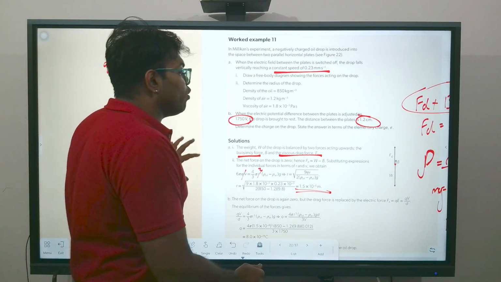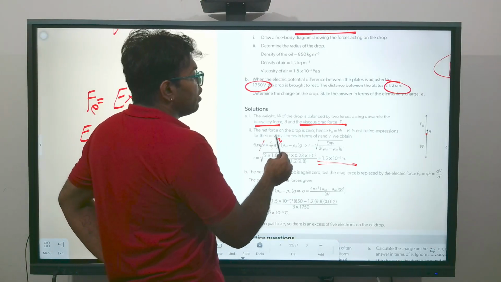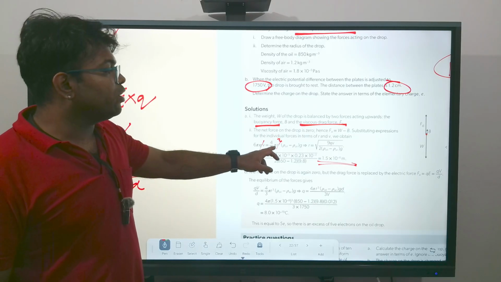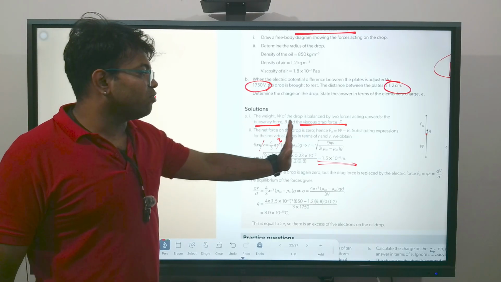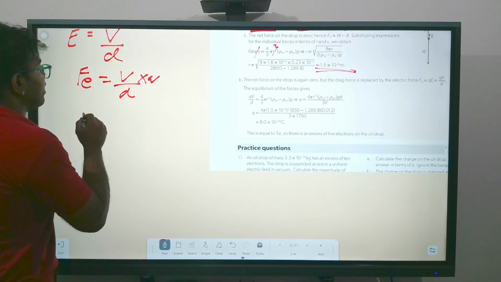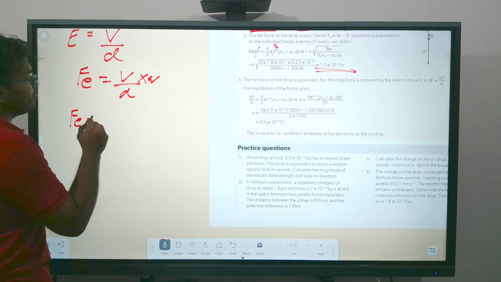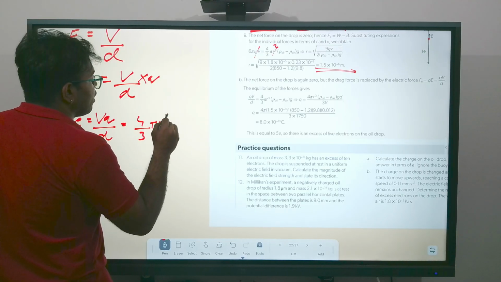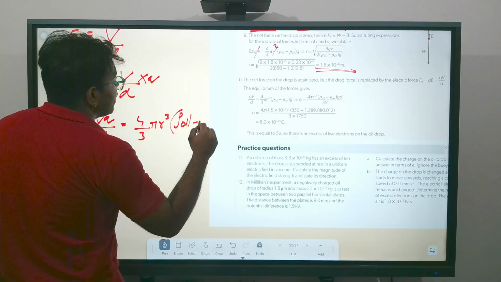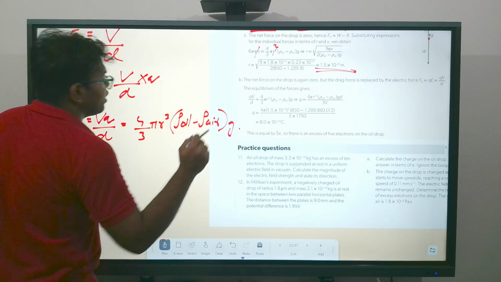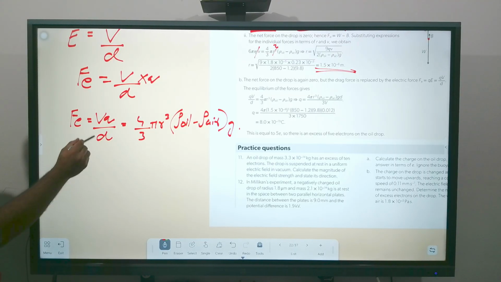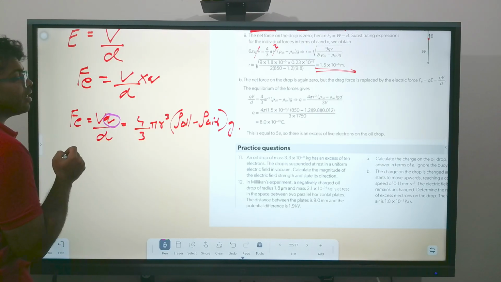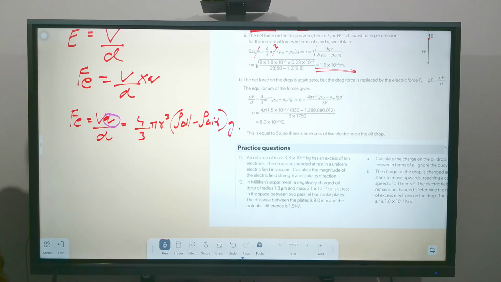We have already figured out the value of this whole thing, 4 by 3 pi r cubed, density of oil minus density of air, times g, because now we know the radius. We can figure out this whole value. So basically we can write Fe is equal to Vq upon D is equal to 4 by 3 pi r cubed, density of oil minus density of air, times g. Only this particular value is unknown, but the rest of everything is known. So can we figure out the answer?